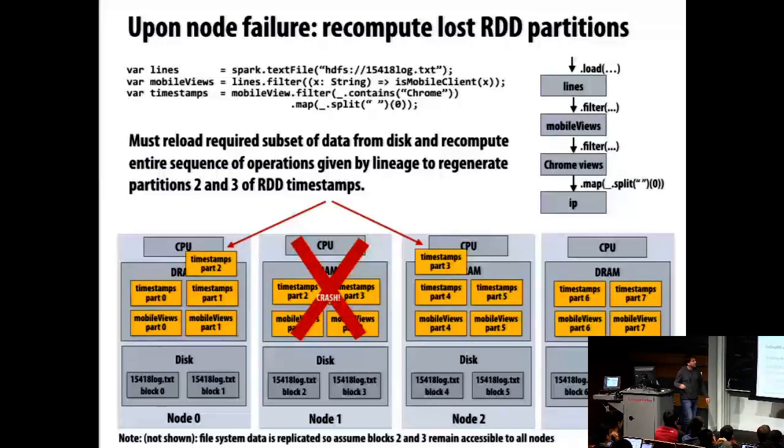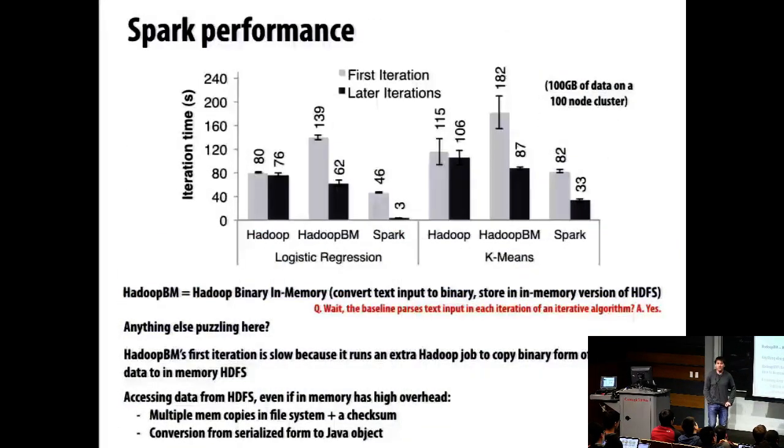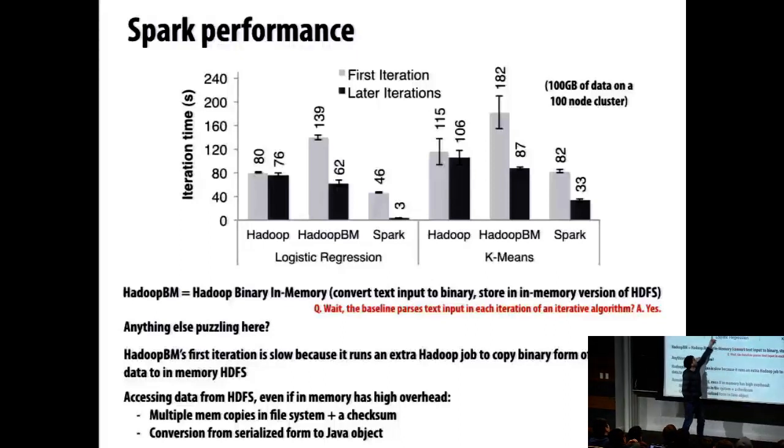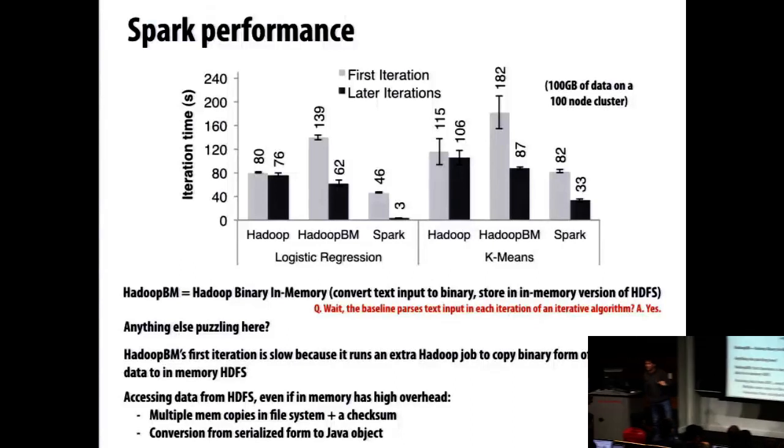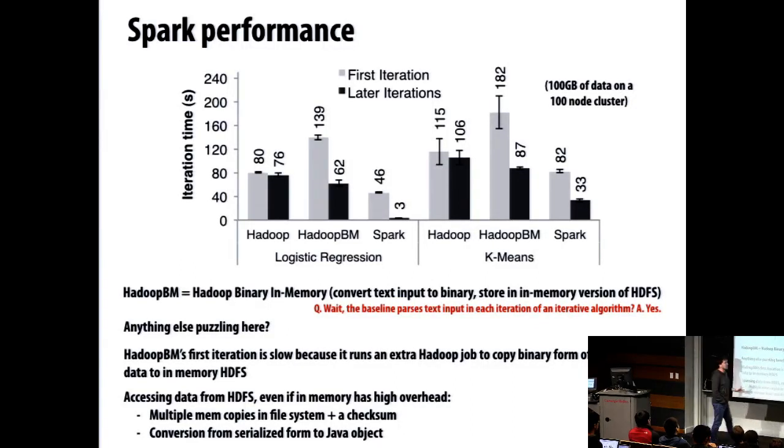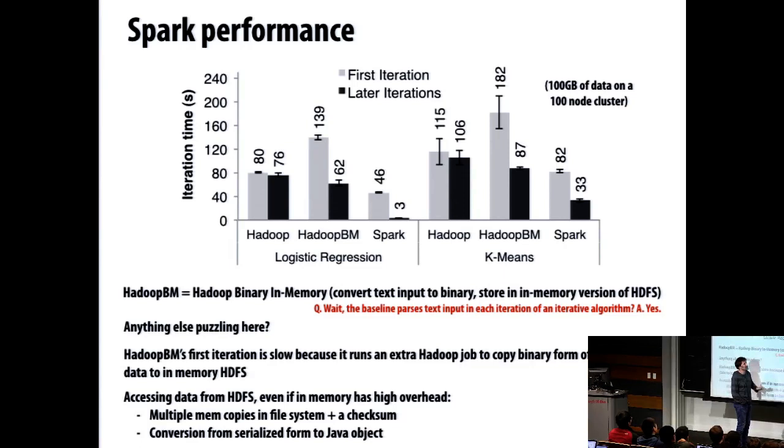So here are some initial results from the Spark paper, where they were comparing Spark to Hadoop MapReduce. For Hadoop, they actually put the data in memory. The file system data was cached in the buffer cache. It was also binaryized; it was binary, not a text file in this case. So what are some things you notice about the graph?